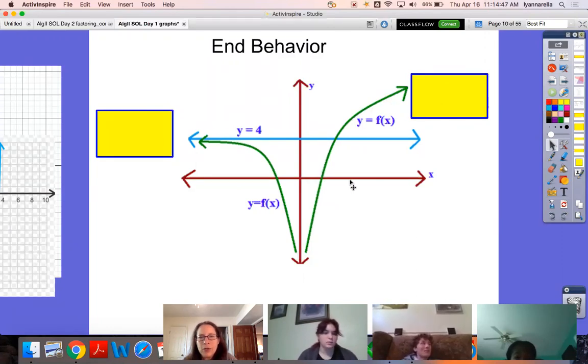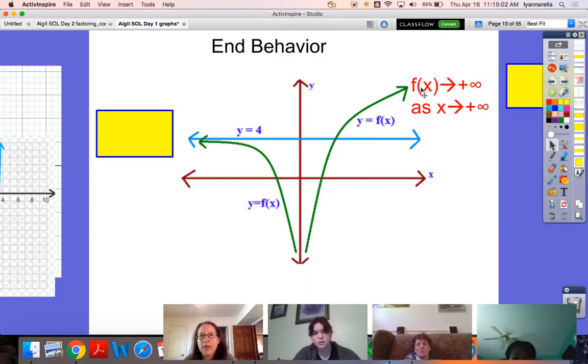So as X goes to positive infinity, as we go to the right side of the graph, where do the Y values go on the green graph? Positive infinity. Well done. Okay, so Y is going to positive infinity as X is going to positive infinity. But now look on this side of the graph.